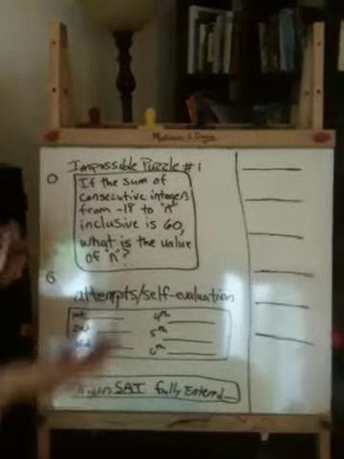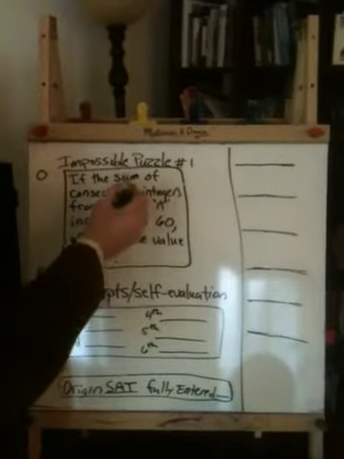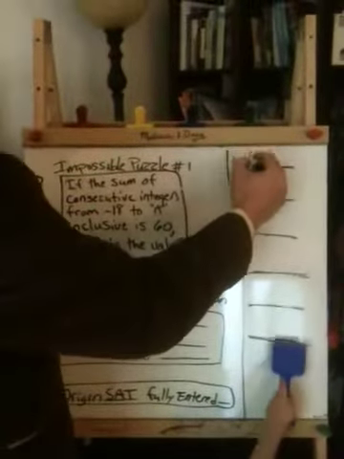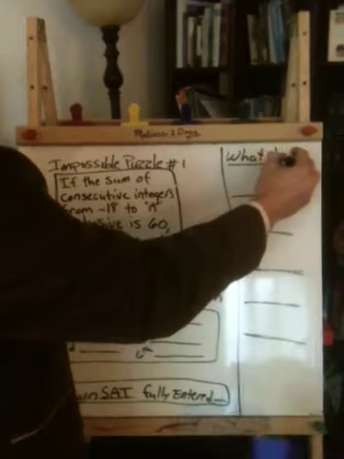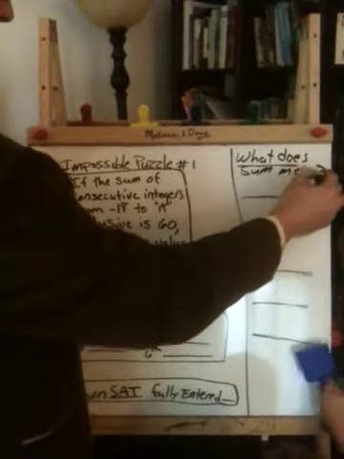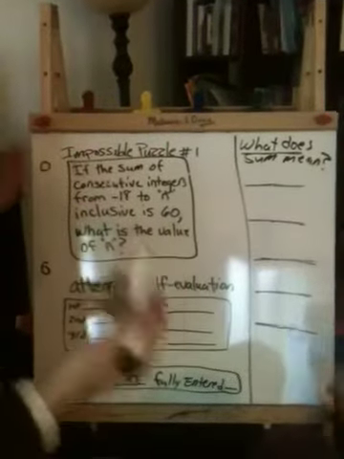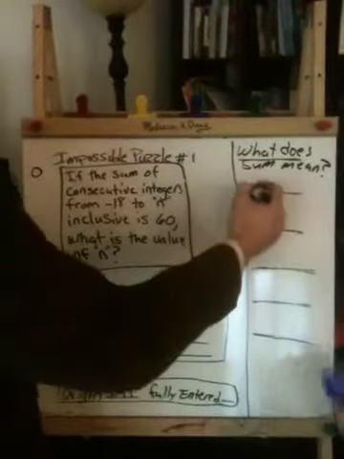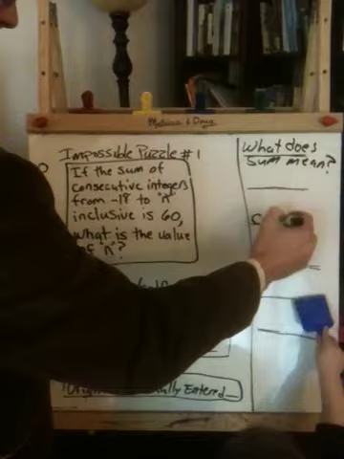For instance, here you might say, what does sum mean? And you would write, what does sum mean? You might also find yourself wondering what consecutive means. And you could again write consecutive.